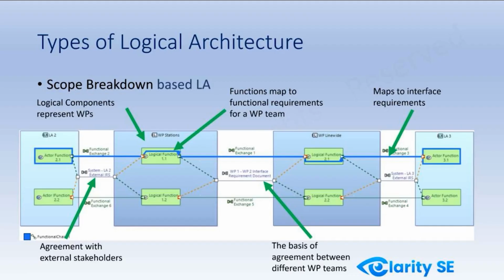Okay, so here's an example of what our logical architecture might look like. In this case, to the left, what we can see is we've got an external actor. To the right, we've got another external actor, and in the middle, we've got a stations work package and a line-wide work package. And in this scenario, we can see that the functions themselves would map to a functional requirement that needs to be delivered by the work package teams.